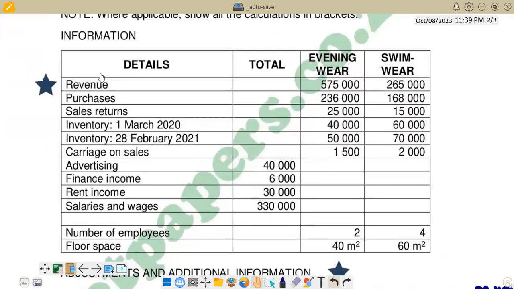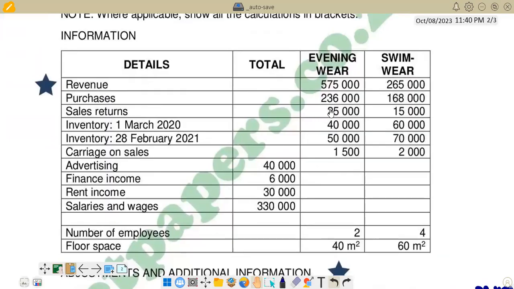But also we have got some returns. Remember, sales returns. These are revenue that we get after selling, and then we also have some sales returns. So they are going to affect our revenue by reducing the revenue. So we are going to say 575 minus 25 for evening.